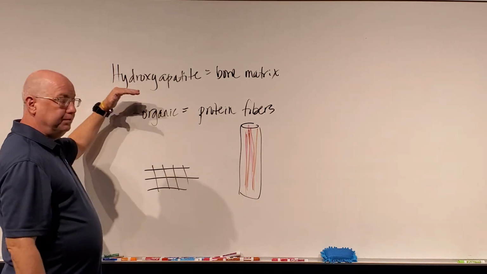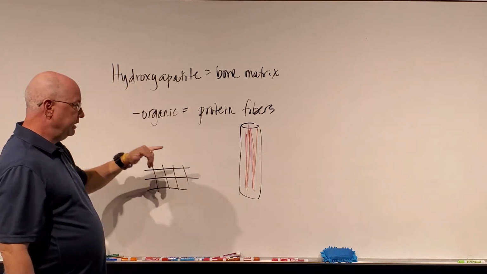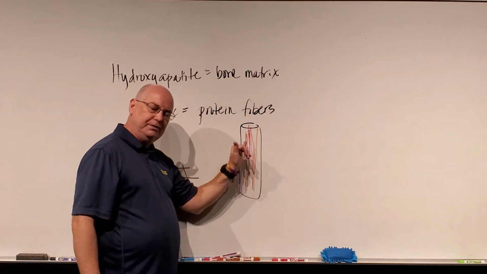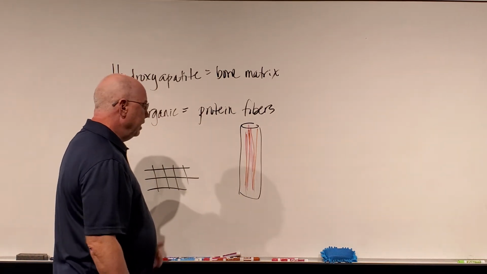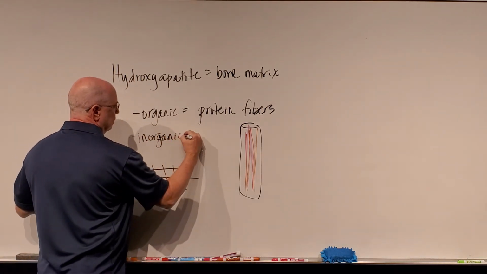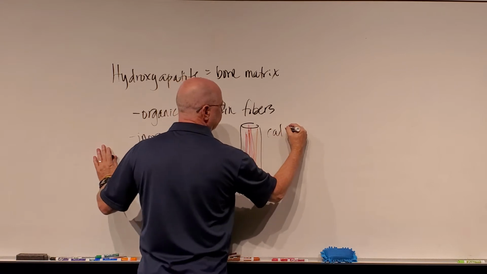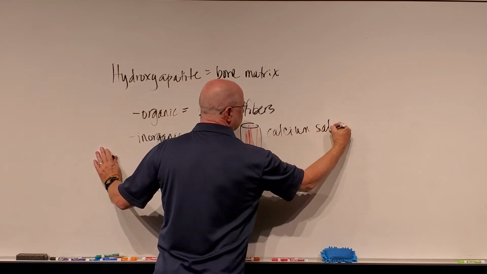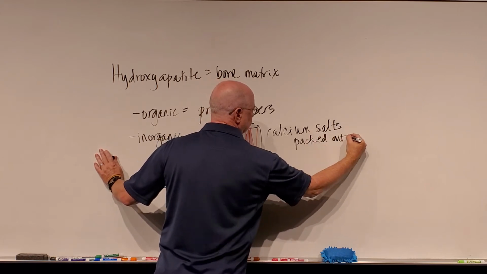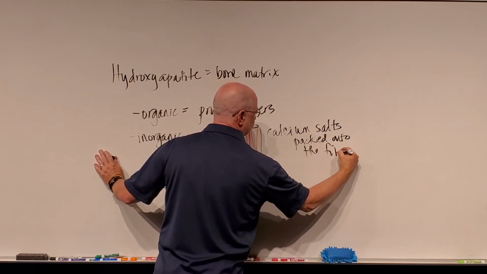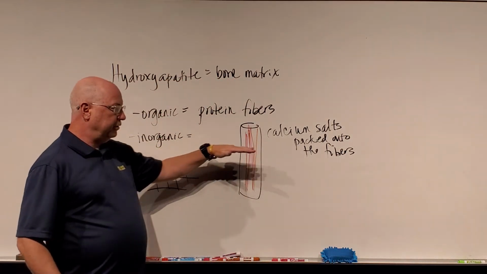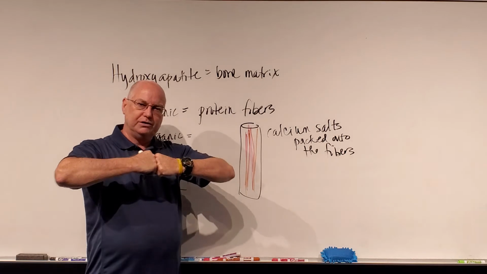And in order for bone to have a healthy hydroxyapatite, you have to have protein. You got to have protein in your diet to build and replace these proteins all the time. And then there's the inorganic part. And the inorganic part is all the calcium salts packed onto the proteins. So that's what makes the bone very solid. The inorganic part, all the calcium salts, are like pouring the cement.